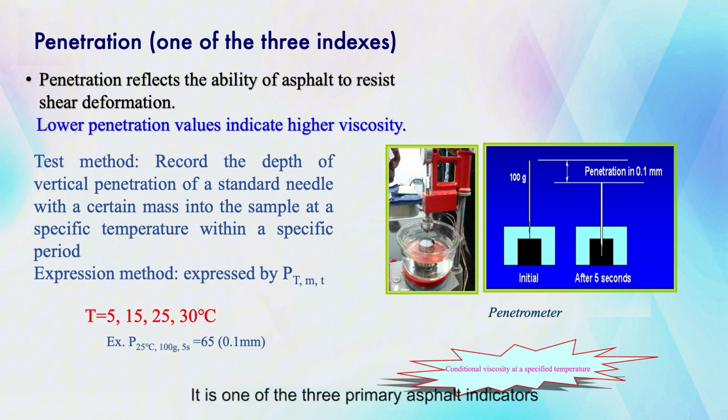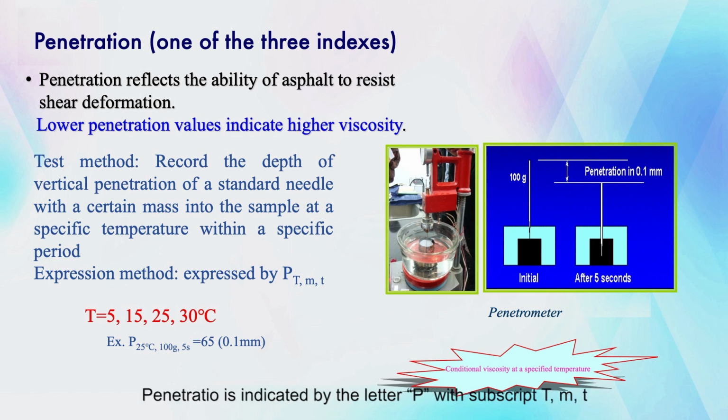It is one of the three primary asphalt indicators. Penetration reflects asphalt's resistance to shear deformation. Smaller penetration values indicate higher viscosity. In a specified temperature and time, a standard needle of a certain mass penetrates vertically to a certain depth of the specimen. The size of the depth is the needle penetration.